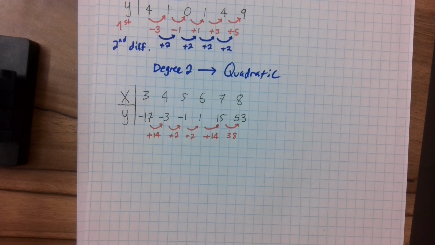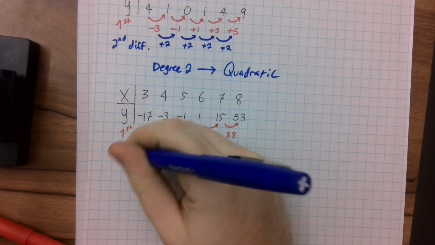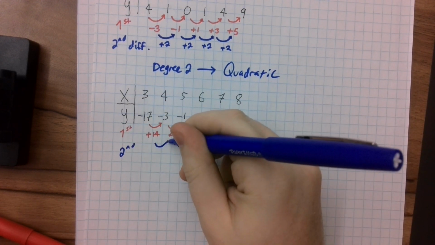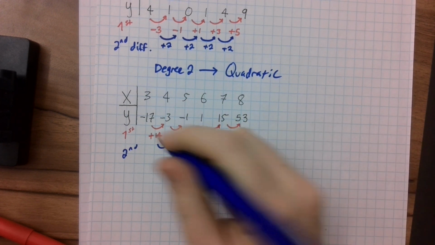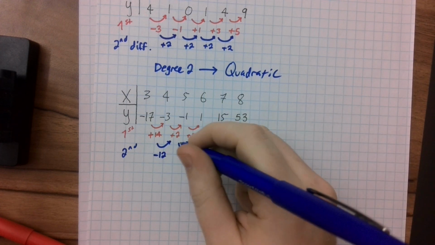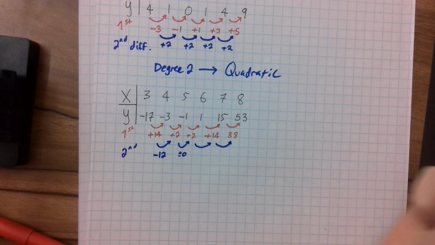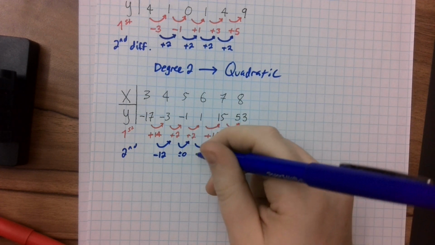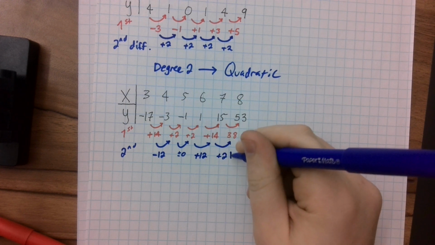These first differences are not the same, so it's not linear. Let's try the second differences. The second differences are as follows. If I take the difference of these differences from 14 to 2, that's minus 12. From 2 to 2, that's just plus 0. From 2 to 14, that's going to be plus 12. From 14 to 38, that's plus 24.